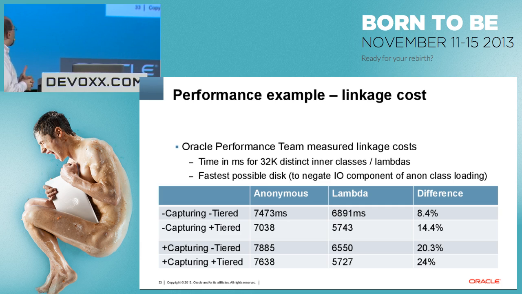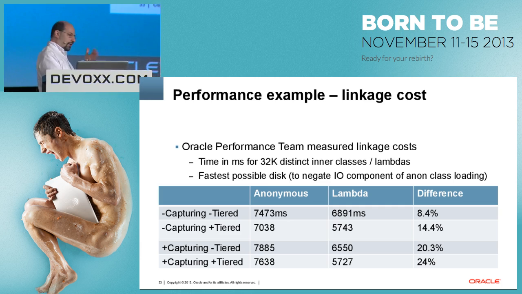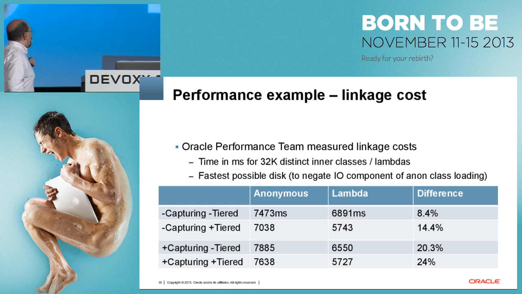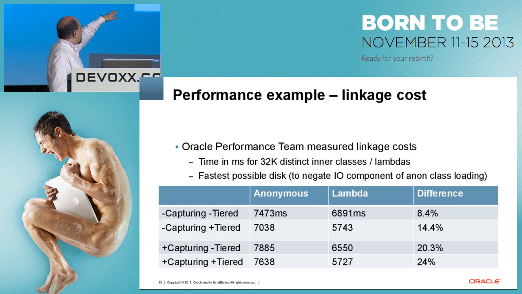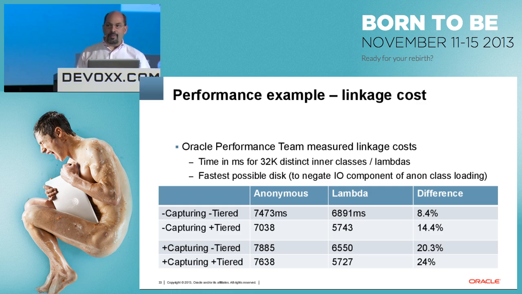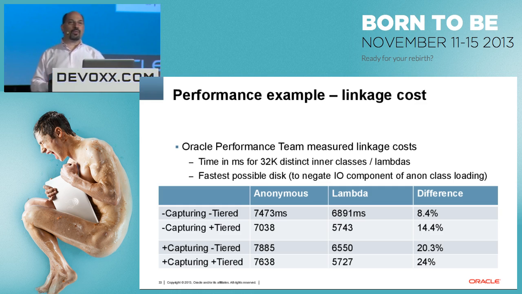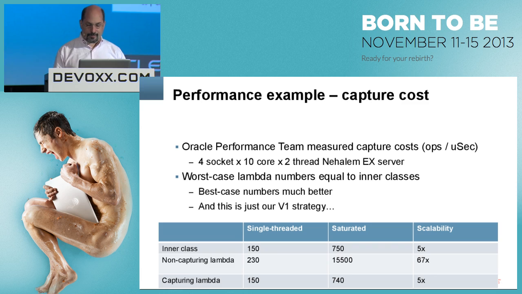So what we see is in the non-capturing case, the happy case, the linkage cost, not the capture cost, just the linkage cost, was on the order of 10 to 15% better than anonymous classes. And in the case of capturing lambdas or capturing inner classes it was even more so, on the order of 20 to 25% faster. Okay, so a lot of people, when we started this effort, looked at our approach and said, oh, you're using InvokeDynamic, it's going to be so slow, it's going to be slower than inner classes. Nope, faster than inner classes.